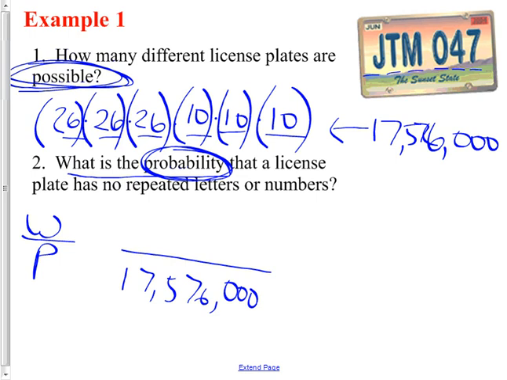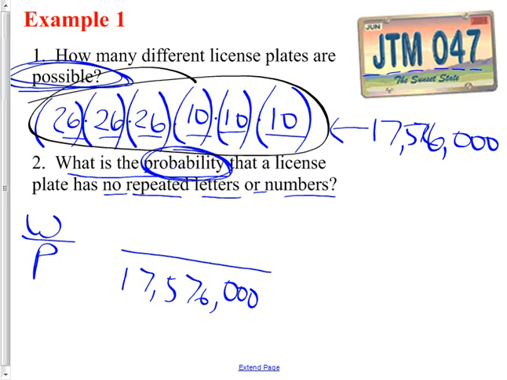What I want is the ones that have no repeated letters or numbers. So I've got to figure out how many there are that have no repeats. That's just like this, except the first blank is 26 choices for the first letter, but then I already used up a letter. So now I times it by what? 25. Times, now there's 24. Do you get why it's going down? Because I'm using up a letter.